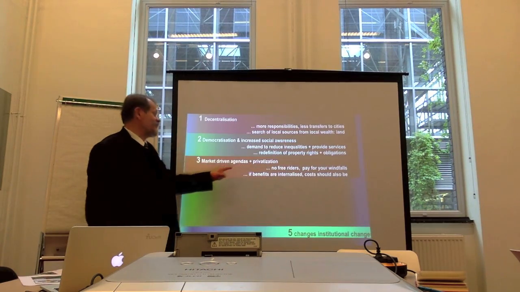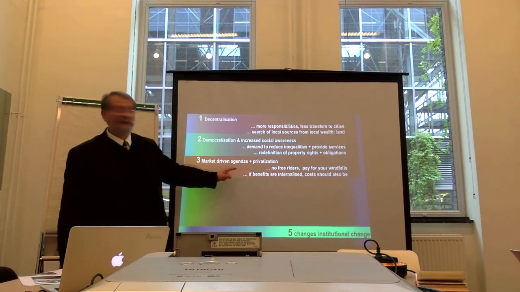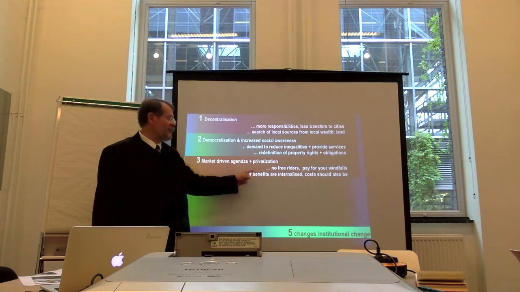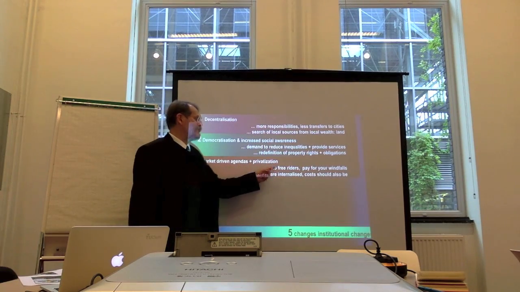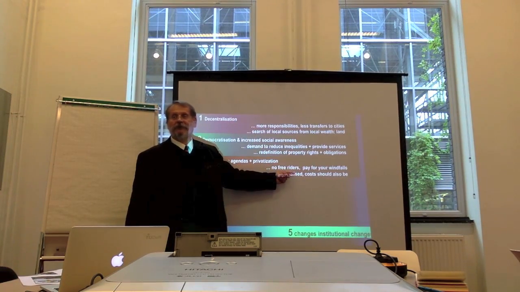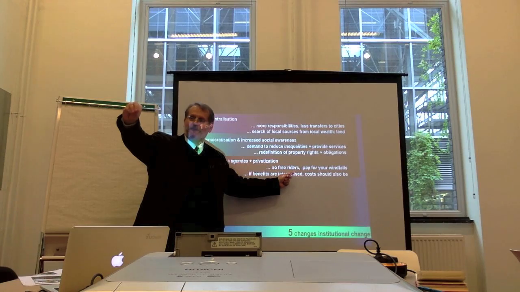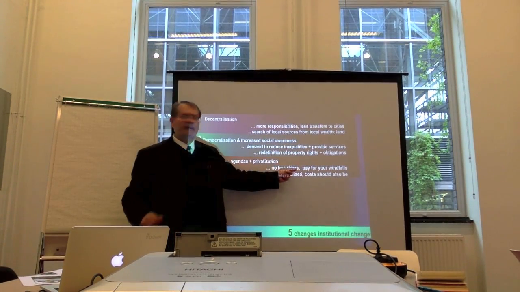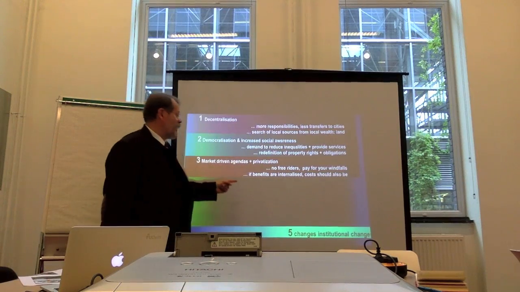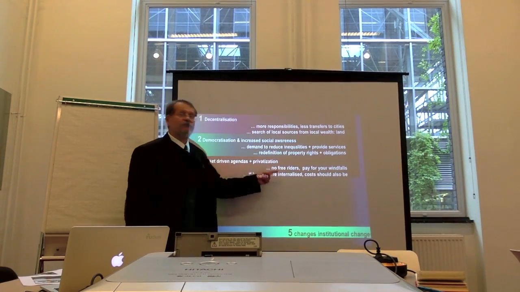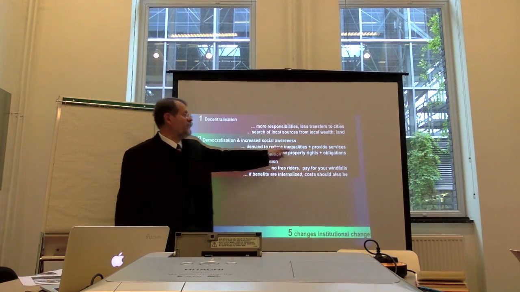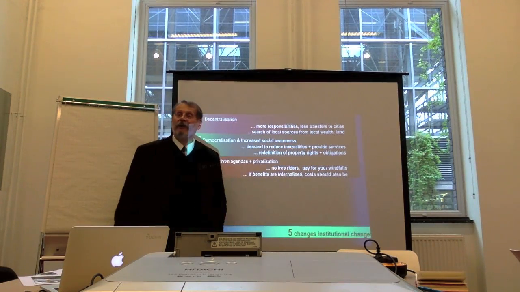The other one is a market-driven agenda. And instead of denying it, let's face it and use it in our country. There's also privatization, and the concept behind it is that there are no free riders. You can't enjoy everything without paying for it. If you want the benefits, you have to internalize the costs. And this has to do also with the definition of property rights and obligations.